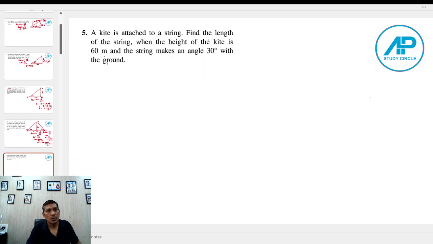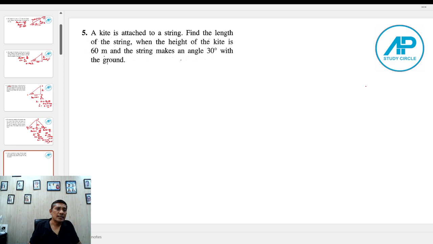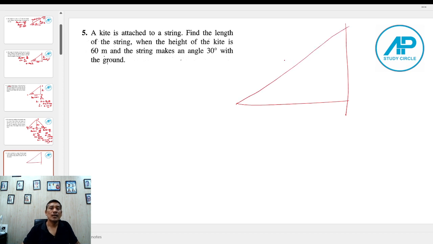A kite is attached to a string, so the string is the hypotenuse, and its length is to be found. Sorry, the height of the kite is always perpendicular, always the altitude perpendicular on the base, and the string makes an angle of 30 degrees with the ground.